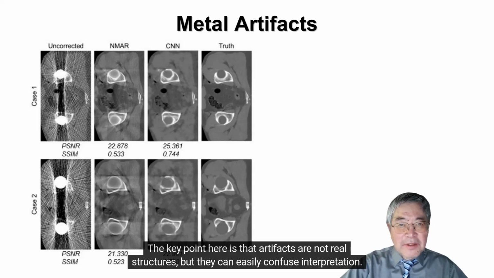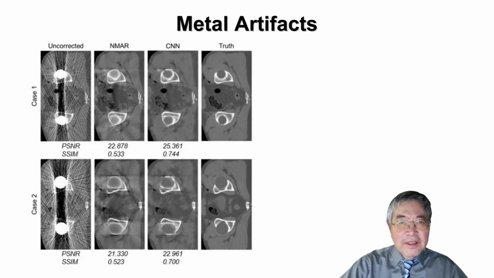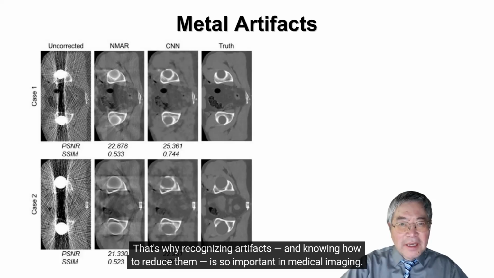The key point here is that artifacts are not real structures, but they can easily confuse interpretation. They depend on the imaging modality, the reconstruction algorithm, and the clinical situation. That's why recognizing artifacts and knowing how to reduce them is so important in medical imaging.